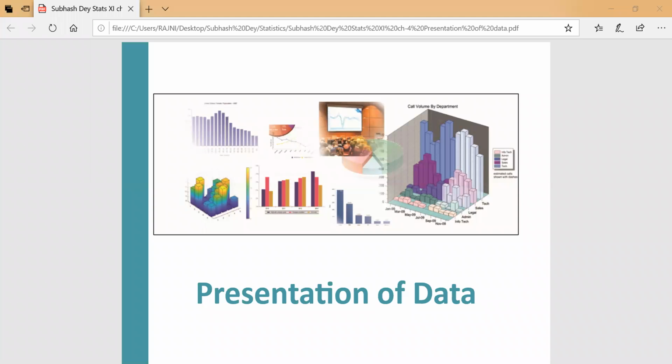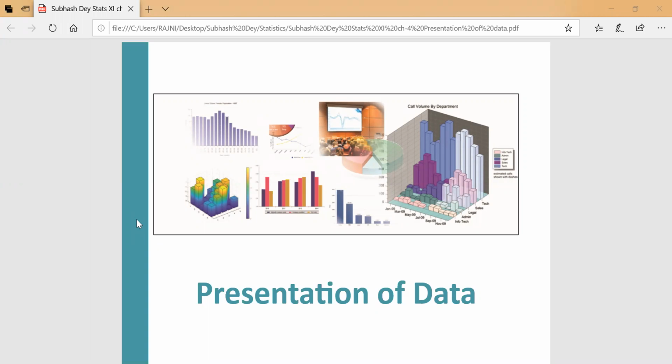Hello everyone. Today we will discuss our chapter number 4, presentation of data. As you already know, statistics refers to a process of collection, organization, presentation, analysis and interpretation of data.